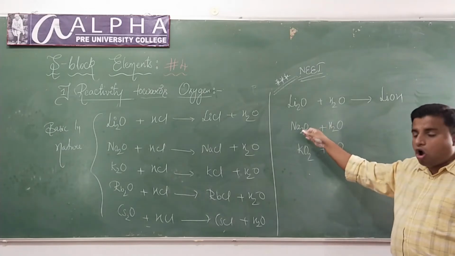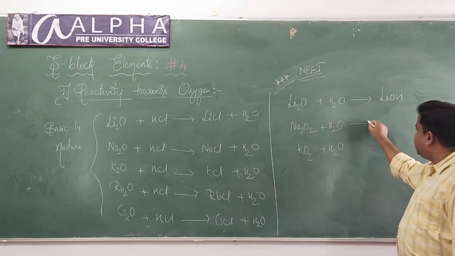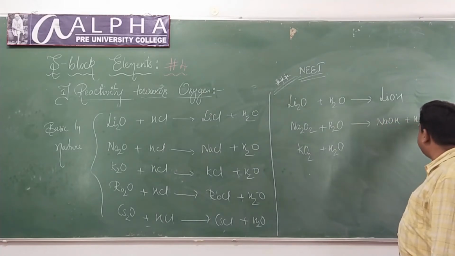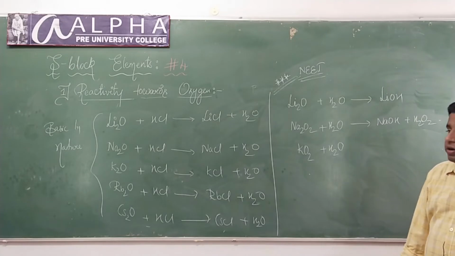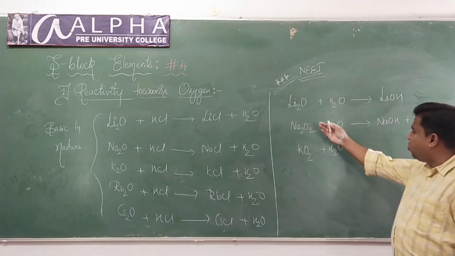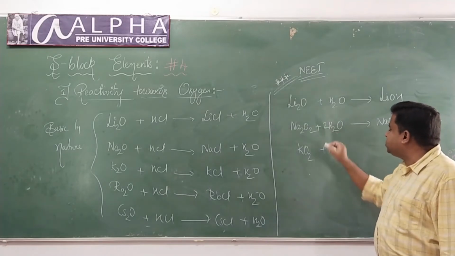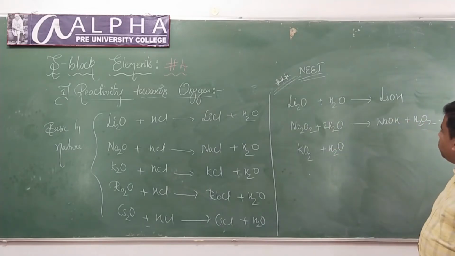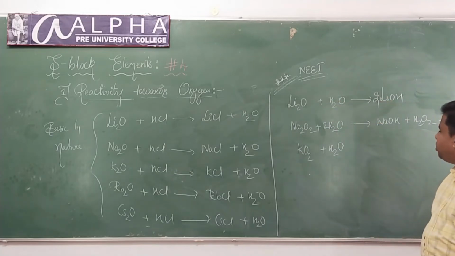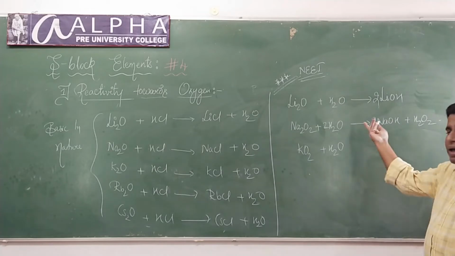When sodium peroxide reacts with water, it forms sodium hydroxide and hydrogen peroxide. Okay, H2 plus O2, H2O. Or if you want, you can also balance this reaction like this by taking 2 molecules of water. Here also, 2 molecules of lithium hydroxide are formed, 2 molecules of sodium hydroxide are formed, correct? You can balance it, no doubt.